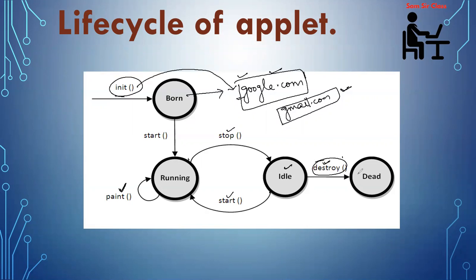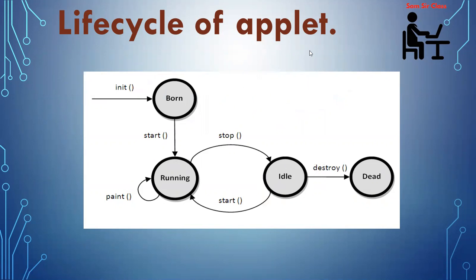Clear? So to create any applet, we need to write a Java program and compile it to get the bytecode. Then we should embed or include it into an HTML page at a particular location wherever we want it to be displayed. Clear? So I'll show you the example, then we'll discuss.